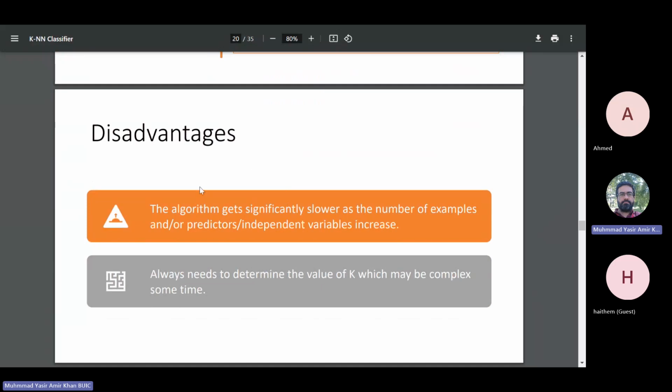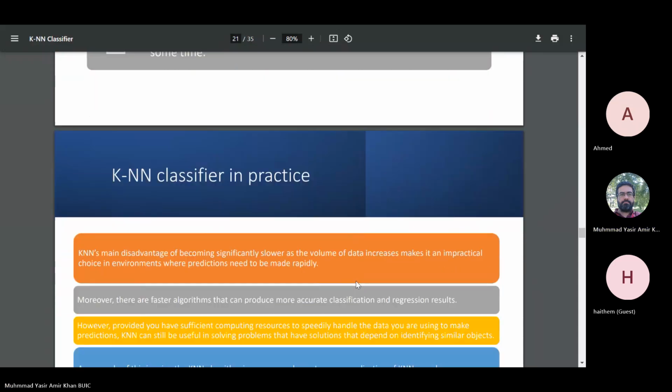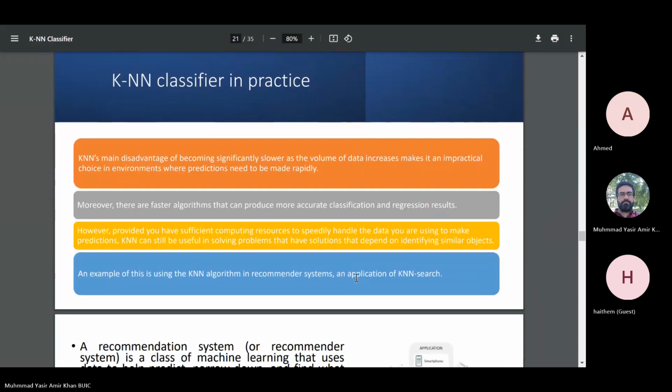About KNN's disadvantages: the algorithm gets significantly slower when the data points are very large, and the algorithm needs to determine the value of k, which may be complex sometimes. And KNN's main disadvantage is becoming significantly slower as the volume of data increases. So the drawback of KNN is that when the data set is big, it becomes very slow.